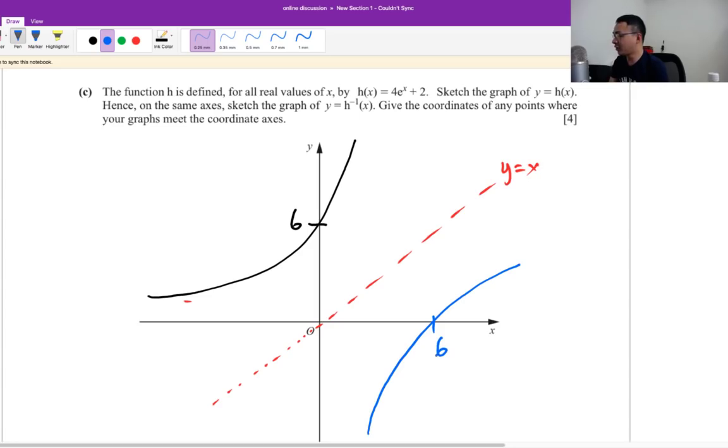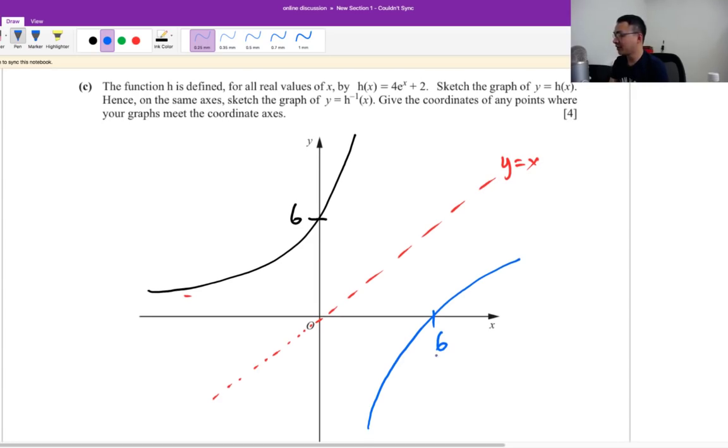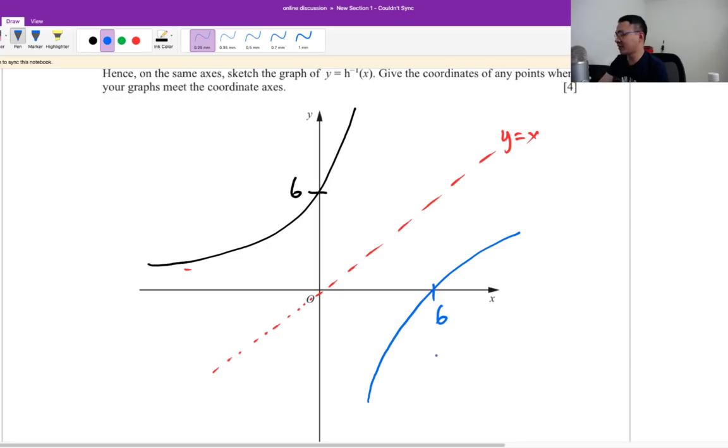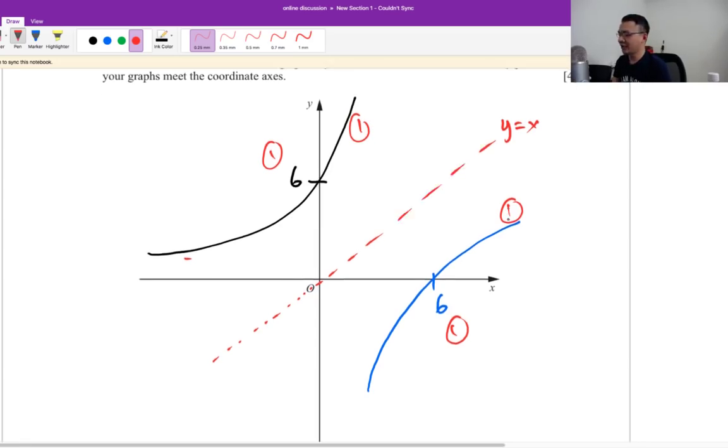Then give the coordinates of any point where your graph meets the axis. So you must state the 6. I guess they will give 1 mark for 6 here, 1 mark for 6 here, 1 mark for this graph, and another mark for this graph. Must show vertical or horizontal asymptotes? You do not need to show vertical and horizontal asymptotes in IG. Unless you go to A level or take some Excel level, then maybe you need to show. In IG, you do not need to show the asymptotes.